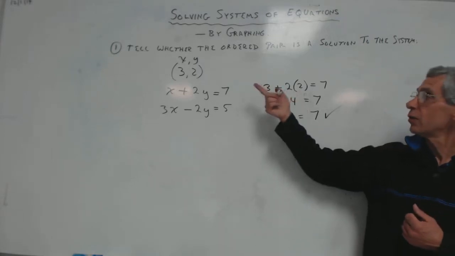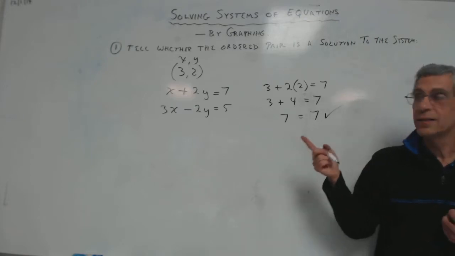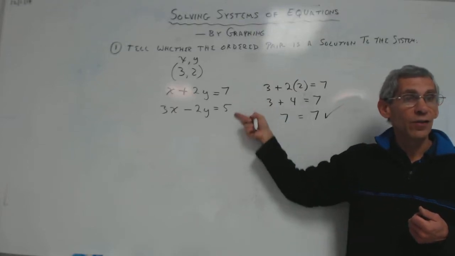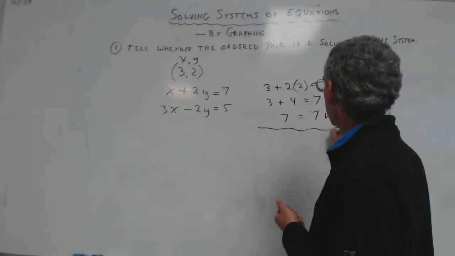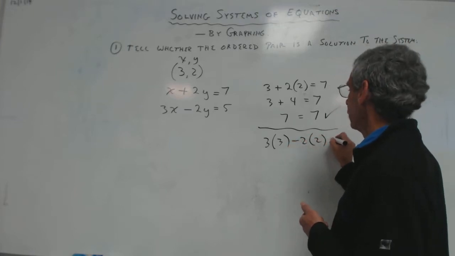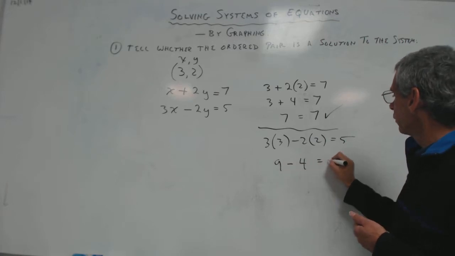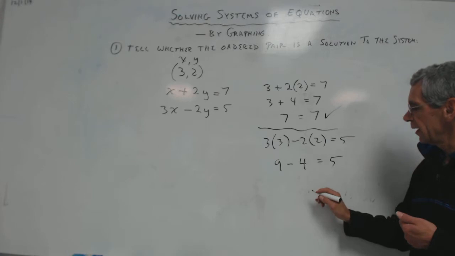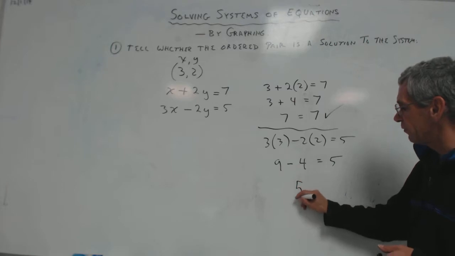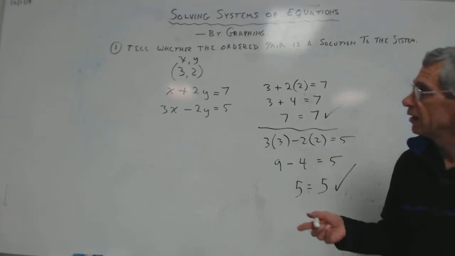Now, I'm done, right? So I can say yes. The answer to the question is, tell whether the ordered pair is a solution to the system. Oh, no. Yes, this is a solution to this equation, but we haven't tried the whole system yet. So now I've got to try the other one. So we've got 3 times 3 minus 2 times 2 is equal to 5. 9 minus 4 is equal to 5. Get out your calculator, plug in 9, and then do minus 4, and after the amazing calculations, you'll get 5 is equal to 5. That checked. So my final answer is yes.